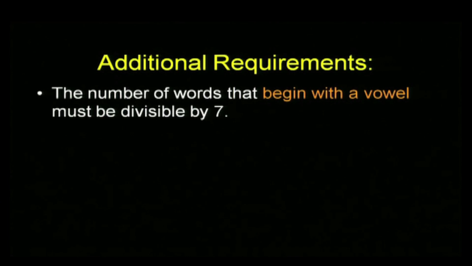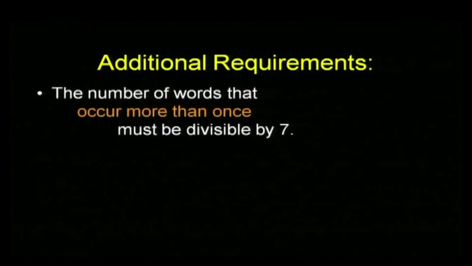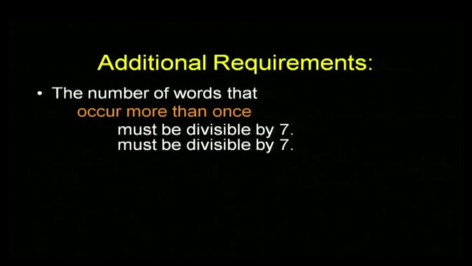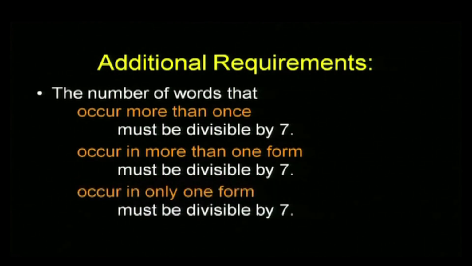Well, I've got some additional rules I want your assignment to meet. I want the number of words that begin with a vowel to be divisible by 7. I want the number of words that begin with a consonant to be divisible by 7. And I have some other things. I want the number of words that occur more than once to be a multiple of 7 exactly. And I'd like those that occur in more than one form to be divisible by 7, and those that are in only one form divisible by 7. How many are still playing? You realize every time I impose another 7-fold rule, you've got 6 chances of losing and 1 of winning just by randomness. You with me?